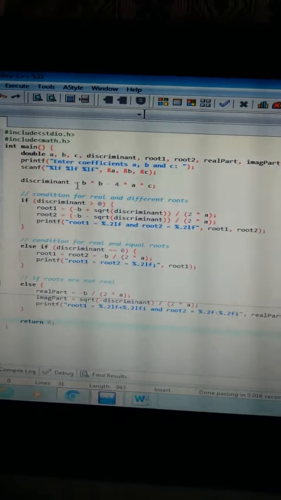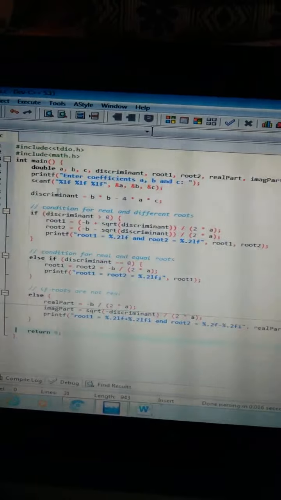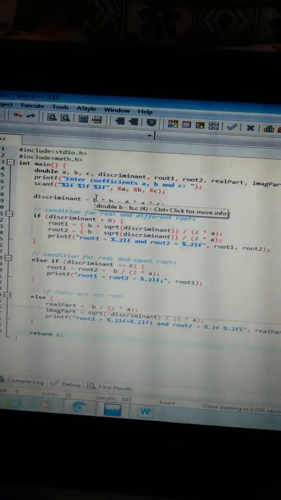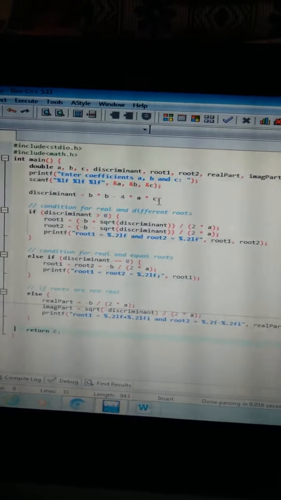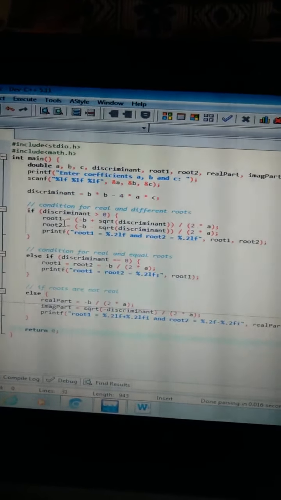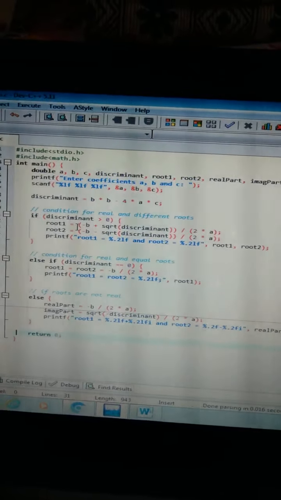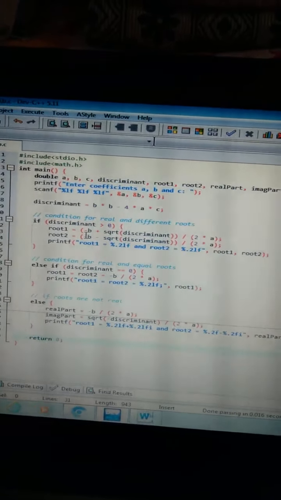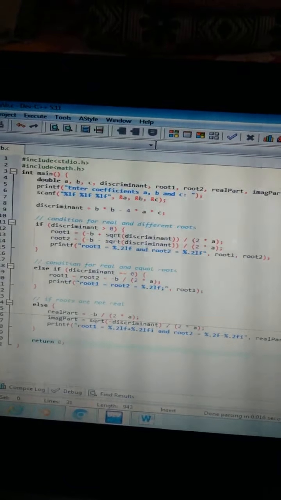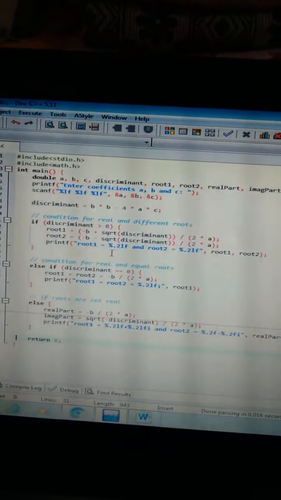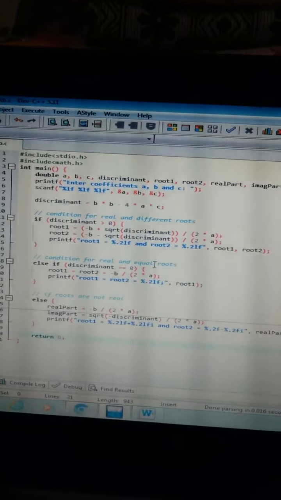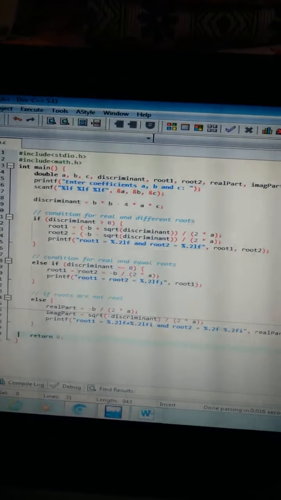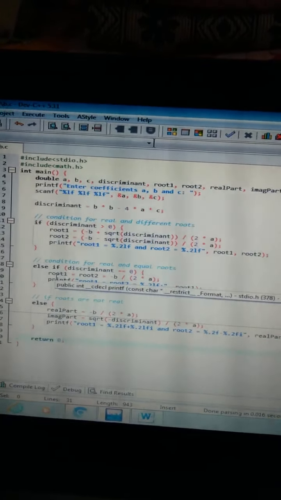We take this value b square minus 4ac as the discriminant. This is just a notation for this part of the formula for finding the roots of the quadratic equation. Then it says if the discriminant is greater than 0, then the roots are calculated by these formulas, root 1 and root 2, and then root 1 and root 2 are printed here. We can see.